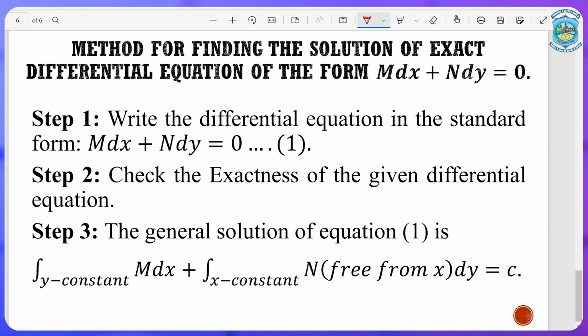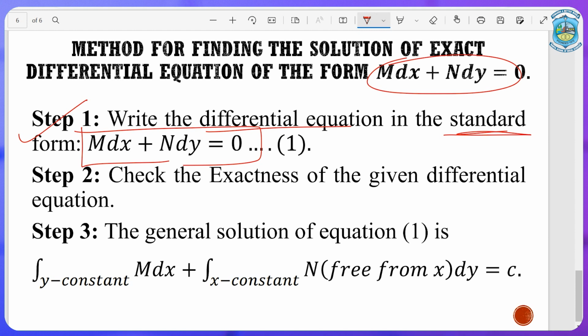Next, we will discuss the steps that are involved. First, we have found out that the given differential equation is exact. Now, the next step is that you will have to find the solution of the given exact differential equation, which is of the form M dx plus N dy is equal to 0. So, step number 1 is that you have to write the given differential equation in the standard form. The standard form is M dx plus N dy is equal to 0. So, write the given differential equation in this form. This is step number 1.